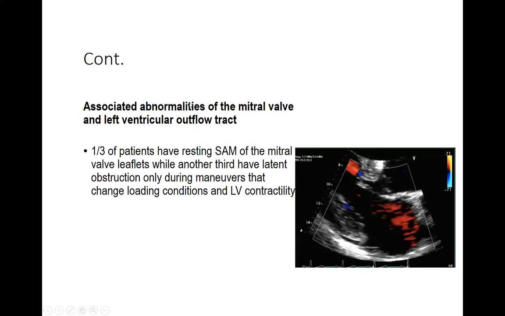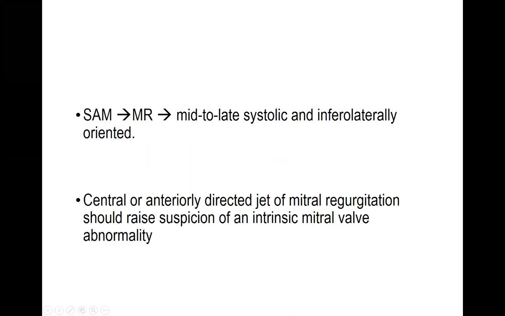What are the associated abnormalities of the mitral valve and left ventricular outflow tract? One third of the patients have resting SAM of the mitral leaflet, while another third have a latent obstruction only during maneuvers that change the loading conditions or LV contractility. So SAM will lead to MR. The MR is mid to late systolic and inferolaterally oriented. Why is it inferolaterally oriented? Because it's anterior leaflet related. So they will have an inferior-directed or posterior-directed jet.